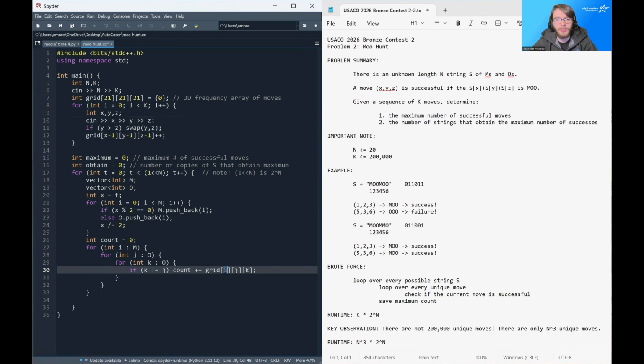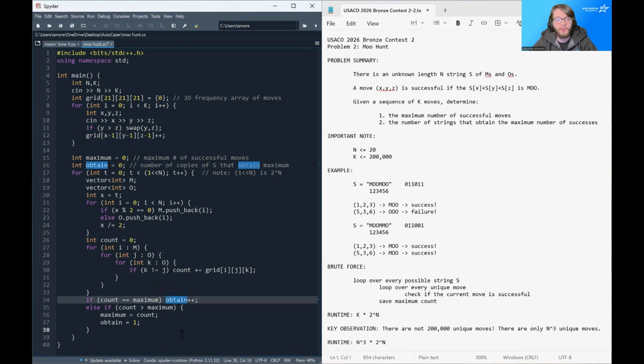So we have a move i, j, k, and then we'll increase count by the frequency of that move. So if this move occurs very frequently in the input, we'll increase our count by a lot. If this particular move didn't appear in the input very much, then count won't change very much. And then all we have to do is update the maximum and obtain values. So if count is equal to the maximum, this means we have found a new string that produces the maximum count we found in the past. If that's true, we'll update obtain by increasing it by 1.